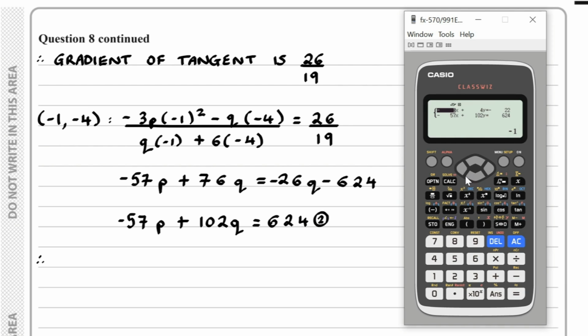So we've got here -1p plus 4q equals -22, minus 57p plus 102q. This is equal to 624. So we get p equals 2 and q equals -5.